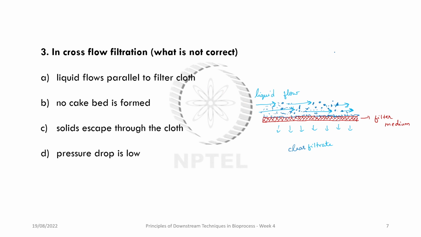In regular filtration, gravitational filtration, you have liquid flowing through and filtrate coming out, right? You have all the impurities here, it might form a cake. So the fluid flow is perpendicular to the filter medium. But in case of cross flow filtration, the liquid flow is parallel to the filter medium, isn't it? So that is true.